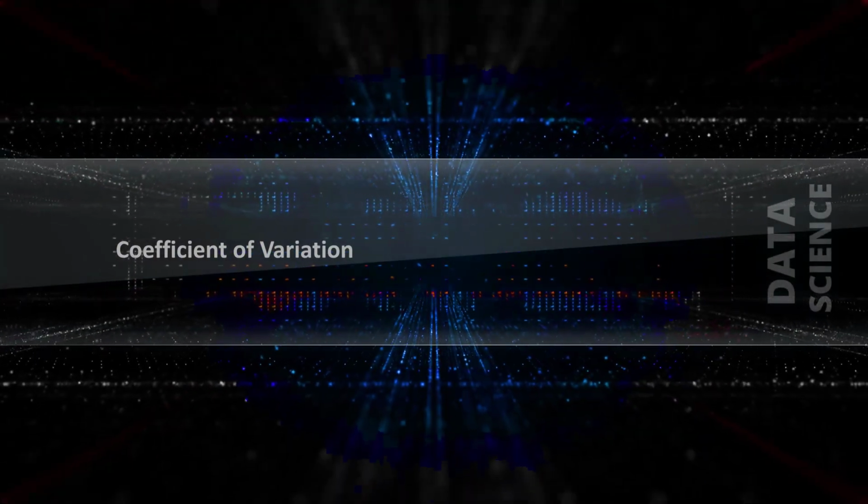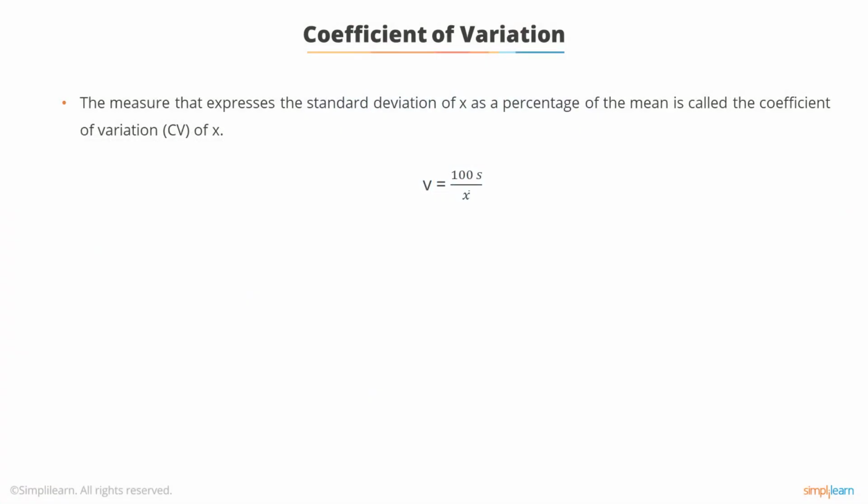Coefficient of variation. The measure that expresses the standard deviation of x as a percentage of the mean is called the coefficient of variation of x. And it's computed as the standard deviation divided by the mean times 100%.